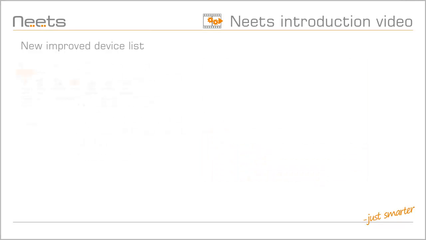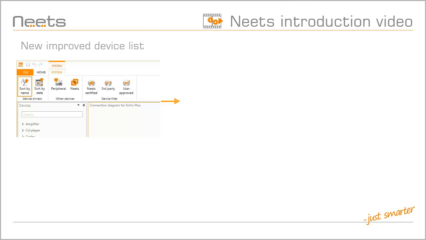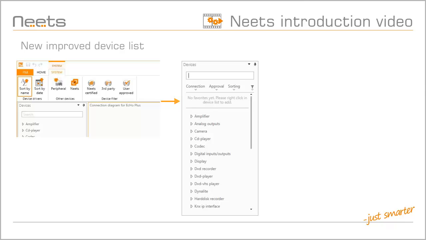With Neets Project Designer 1.6, the device list has been improved. Filters has been removed from the ribbon, and is now located inside the device list. And you have the possibility to create a list of favorite devices. Let me show you how.